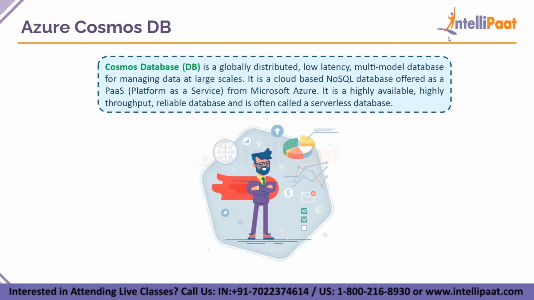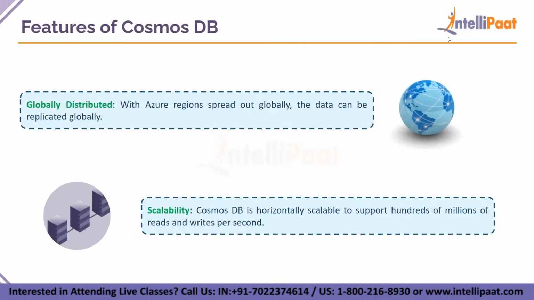It is highly available, it has high throughput, it is very reliable, and it is often called a serverless database. So as we have discussed, Cosmos DB is a database which can support data in huge volumes. It is multimodal, it can support different kinds of data, and it is globally distributed. Now we'll see what the features of Cosmos DB are.